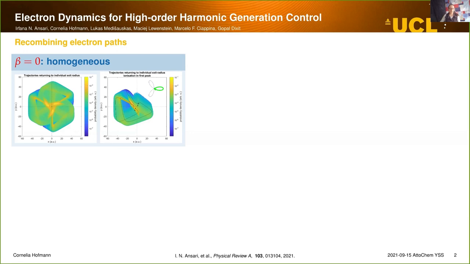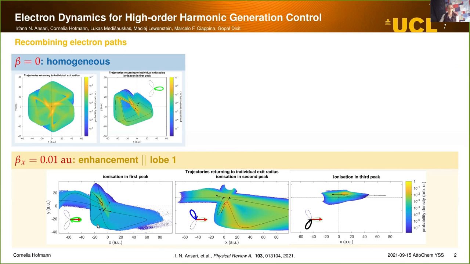If we introduce a spatial dependence, in this case, the spatial enhancement is directly aligned with one of the lobes of our field, as shown with the red arrows.